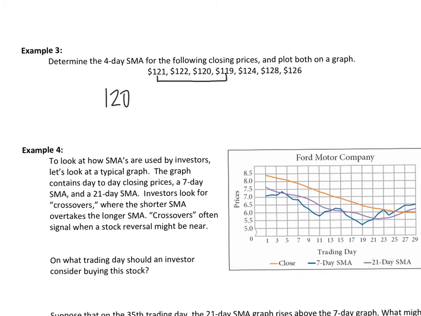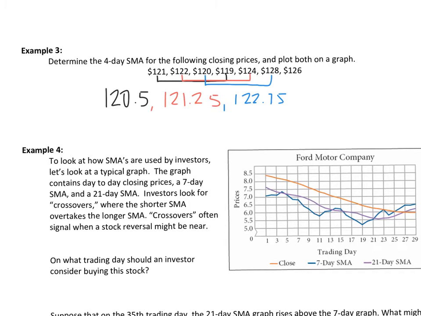I can change colors here. 122 to 124, 122 plus 120 plus 119 plus 124 equals, divided by 4, 121.25. 120 through 128, almost done. 120 plus 119 plus 124 plus 128 divided by 4 is 122.75.